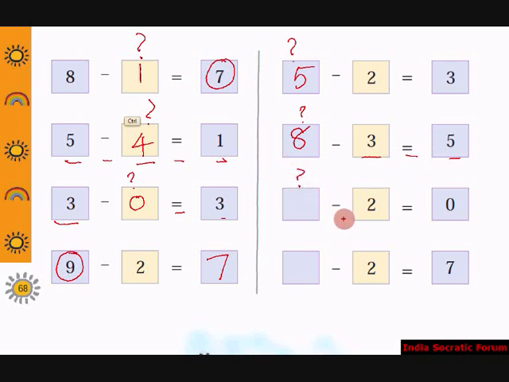What minus 2 equals 0? So, if you take, what would be the number here? Good. 2 minus 2 will be equal to 0.